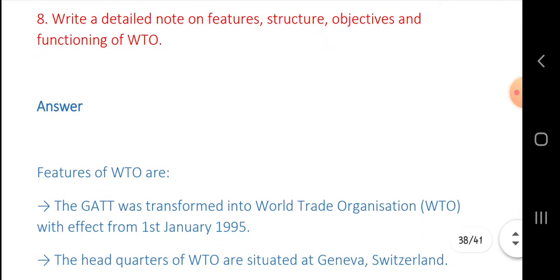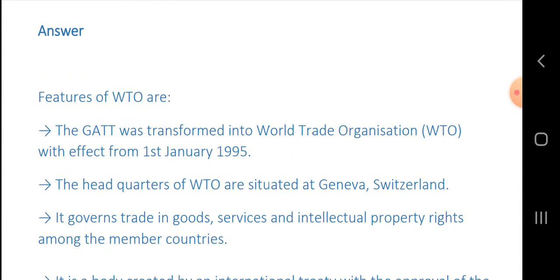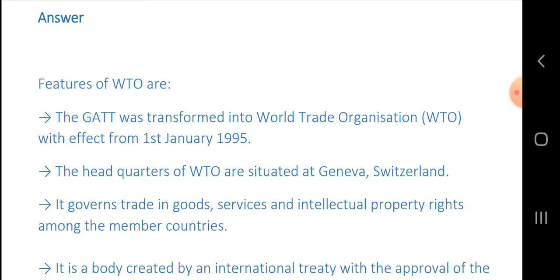So let us know the details about the features, structure, objectives, and functions of the World Trade Organization. The GATT was transformed into the World Trade Organization on 1st January 1995, and its headquarters is located in Geneva, Switzerland.